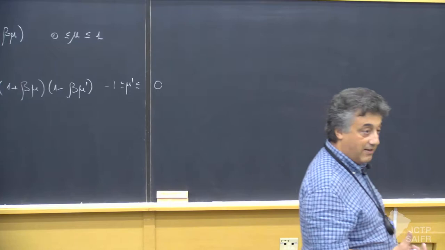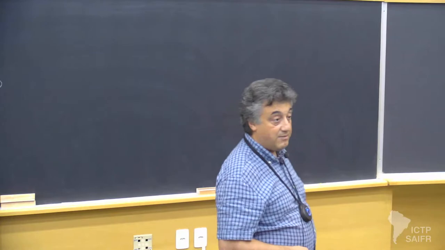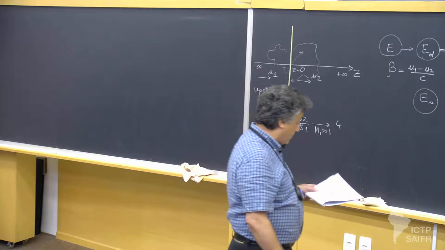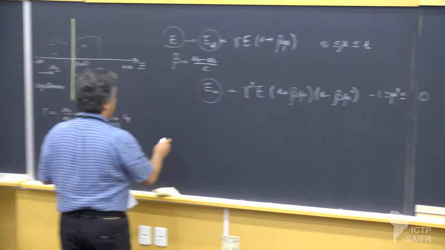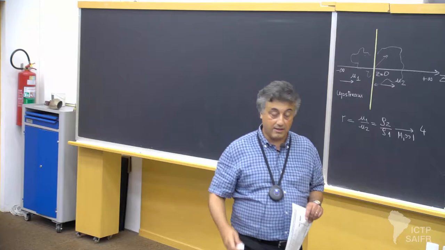And I told you that U is of order 10,000 kilometers per second, not 10 kilometers per second. So you have two effects at the same time that work in the right direction. Well, there is another thing that we need to do, exactly the same thing that we did yesterday for the case of the clouds. Namely, calculating the probability that upstream or downstream the particle is moving with a pitch angle mu or mu prime on the other side. The calculation is the same.